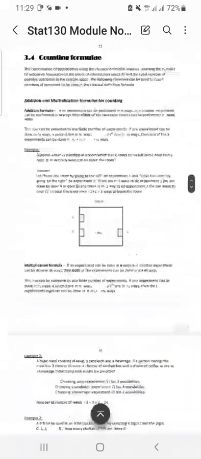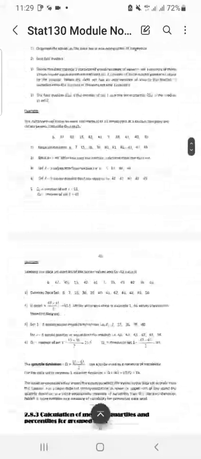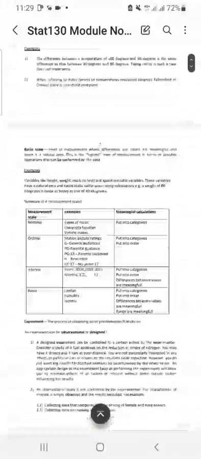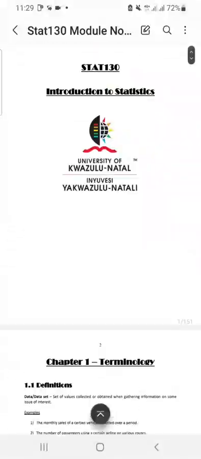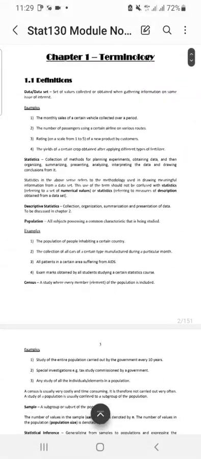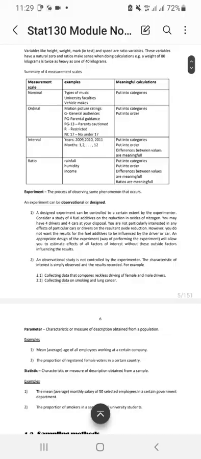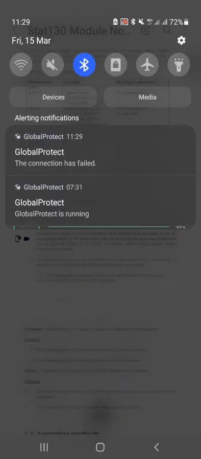So that's the Stats 130 class test. Well, it's not a prediction, it's just what's important and what's not important. Now, for Stats 130, you can't really predict the paper because you just have to know everything. But it's not that much if you do section by section. It won't be that much, okay? So that's the prediction for Stats 130.